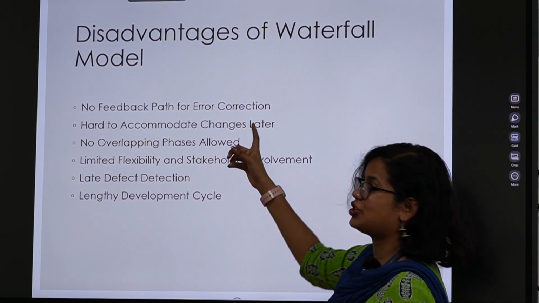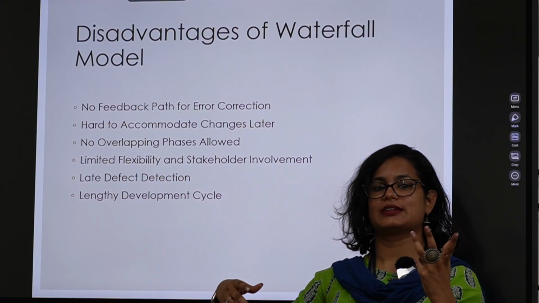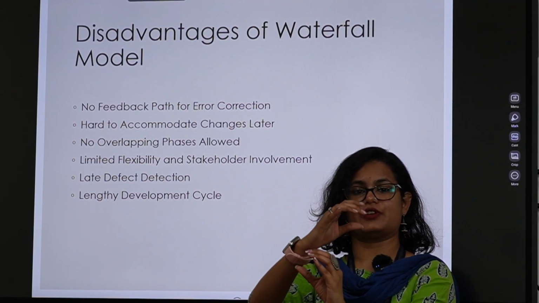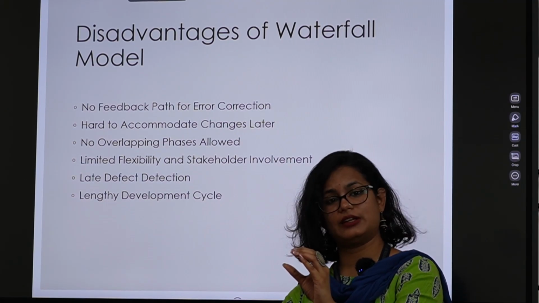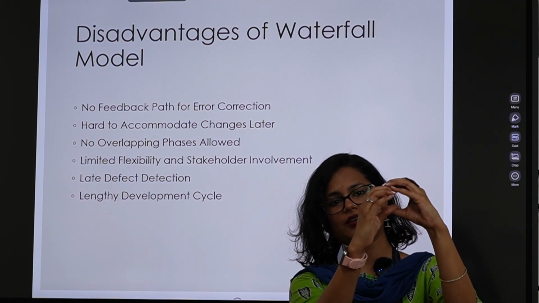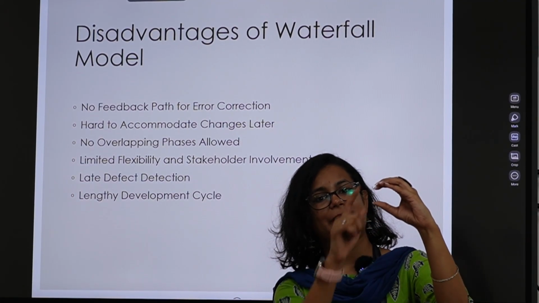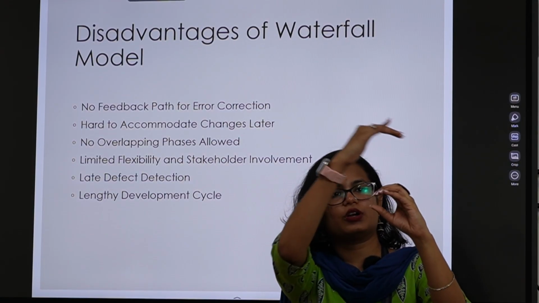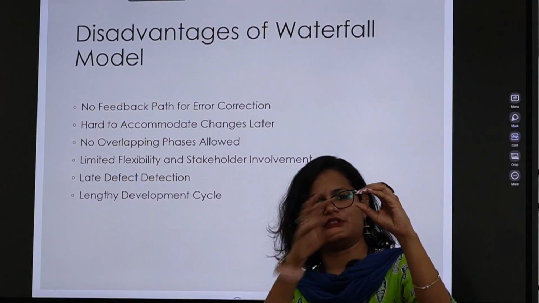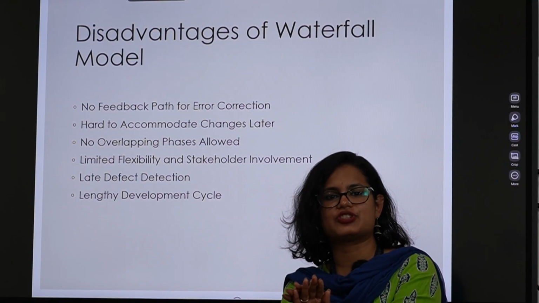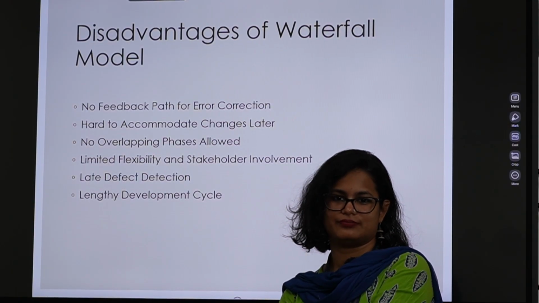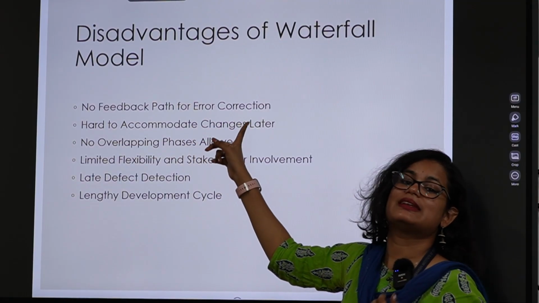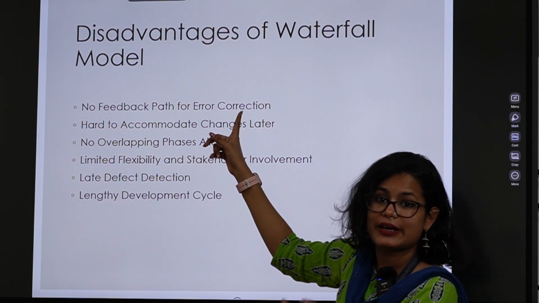It is hard to accommodate changes later, because once you are done with phase 1, you move on to phase 2, then phase 3, then phase 4. If you suddenly see that in phase 2 there is an error, you'll have to go back, make that change, and again redo phase 3, phase 4, right? Because it's like a waterfall. Data coming here will go here. If there's a change in the data here, you'll have to change this also, and this also. So it is hard to accommodate changes later on, because it will change the entire path of what you're doing.